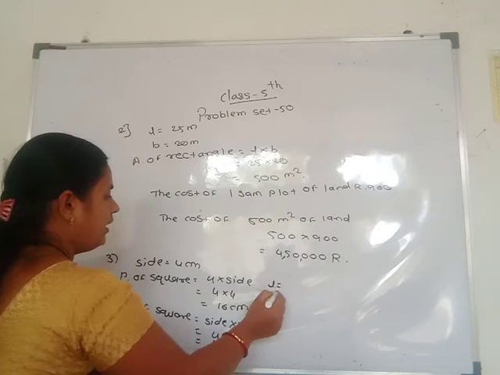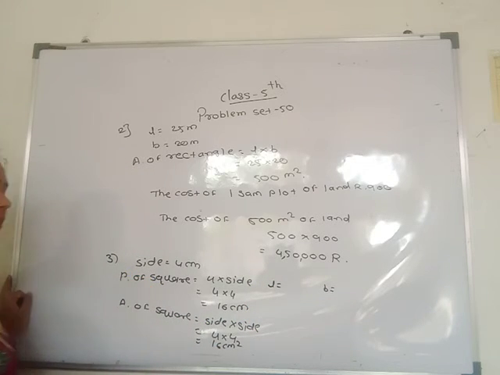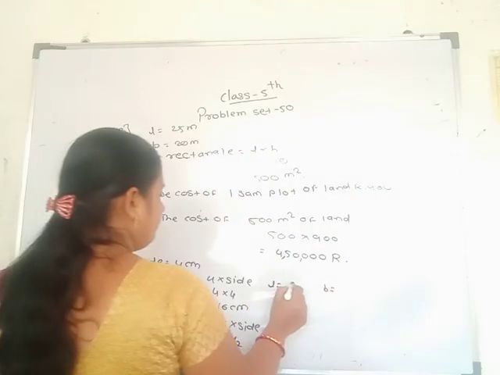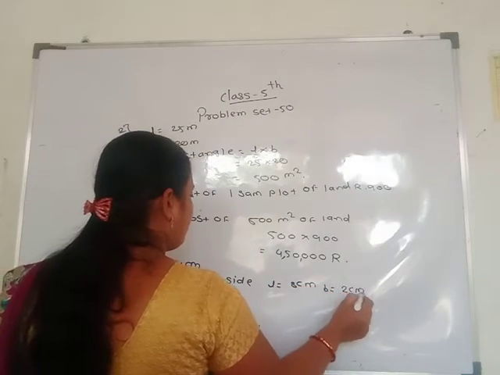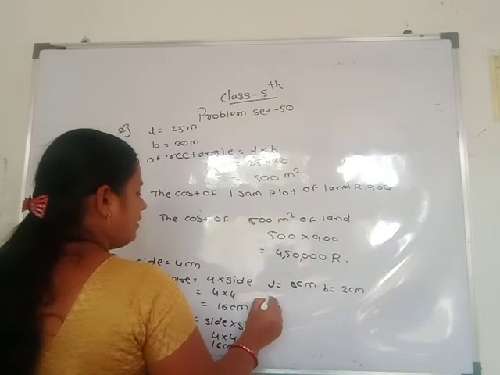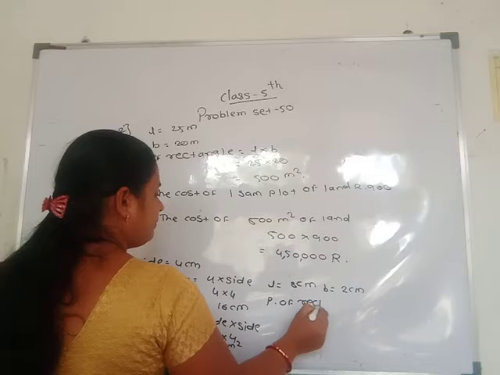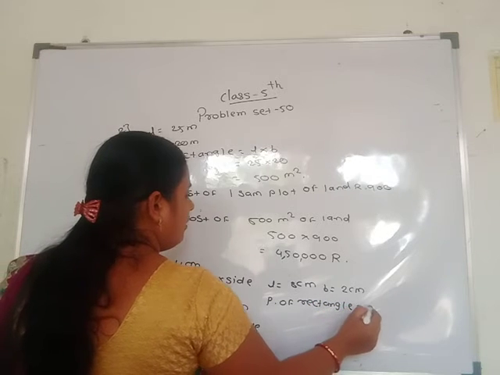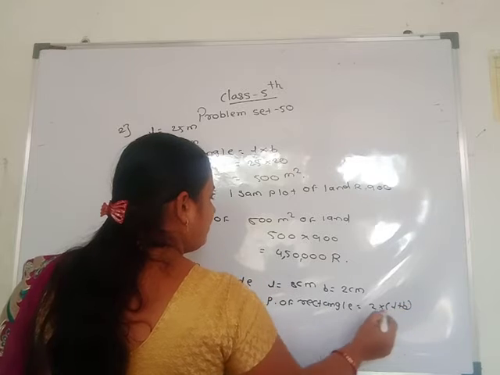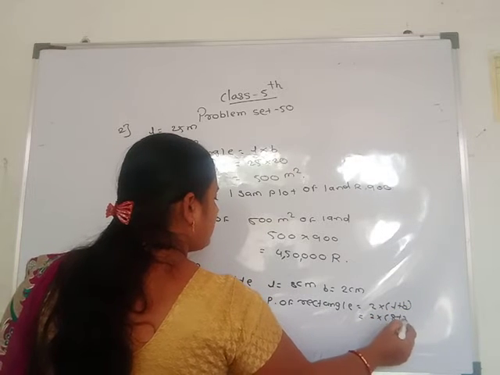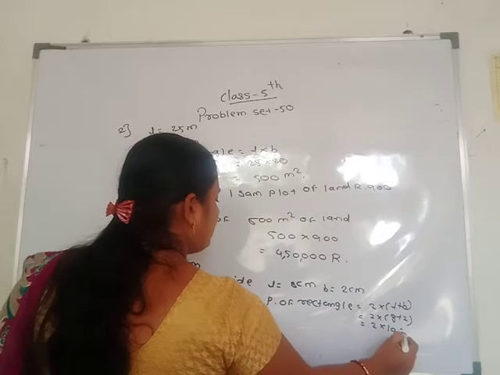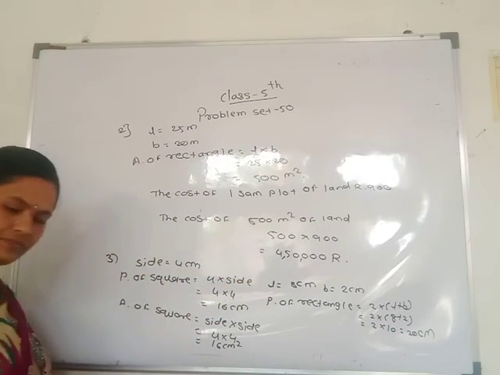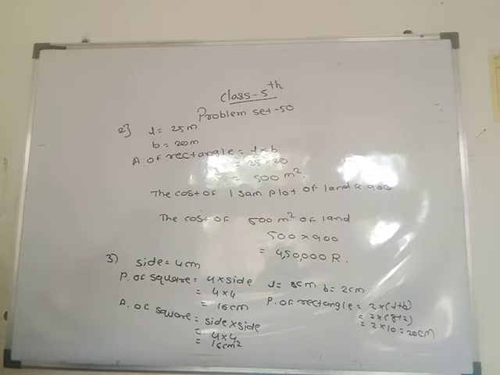Then in this question L and B are also given. Then you find out the perimeter of the rectangle and the area of the rectangle. L is 8 cm and B is 2 cm. Firstly you find out the perimeter of the rectangle: 2 into (L plus B). Then 2 into (8 plus 2), 2 into 10 is equal to 20 cm. The perimeter of this rectangle is 20 cm.